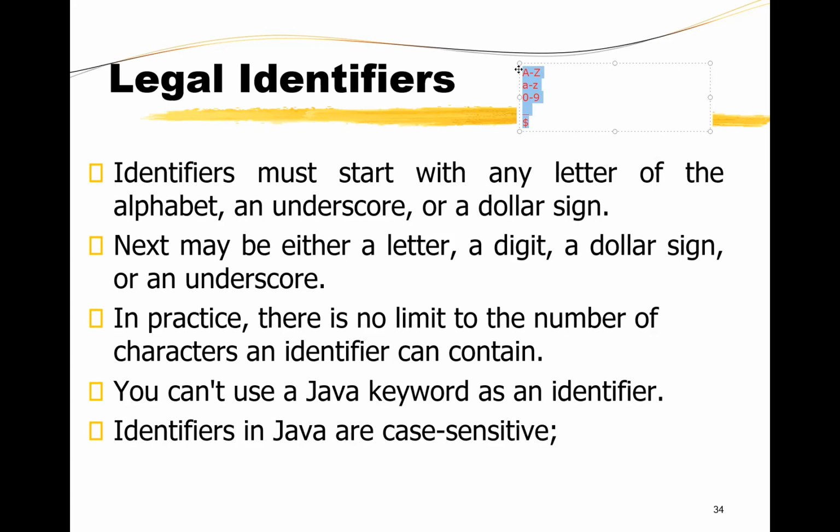Now we are done with this, and we know the possible characters. The rule is about the first character. The first character could only be a letter, underscore, or dollar. The first character should be one of these. And the second character can be anything.